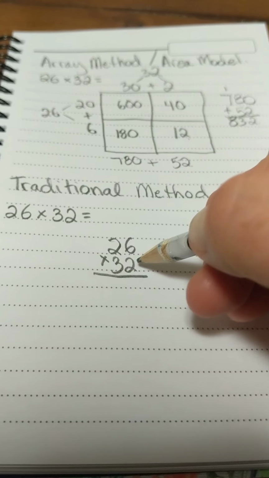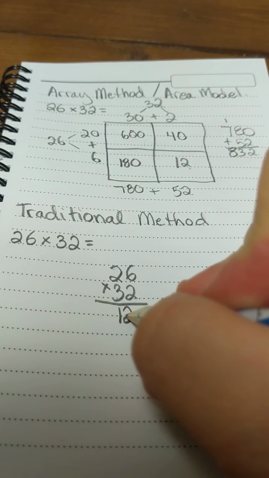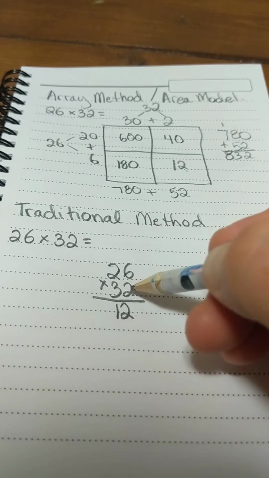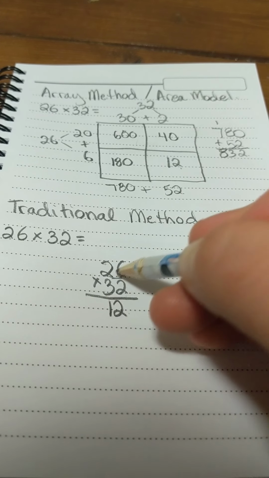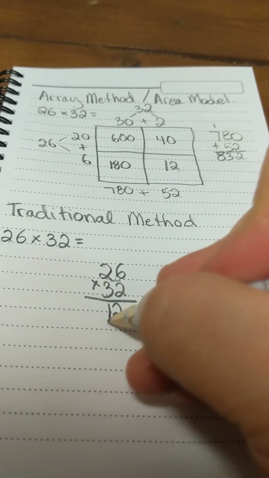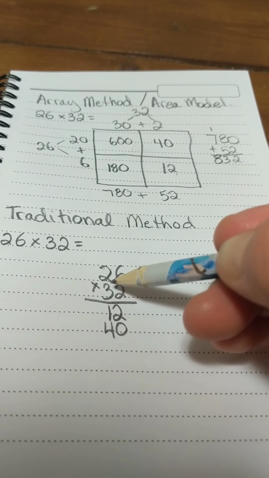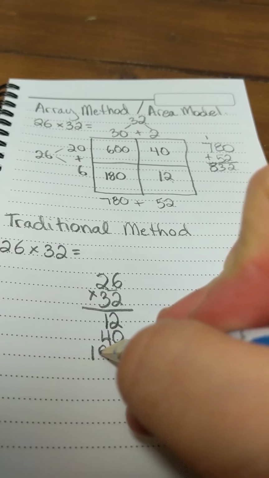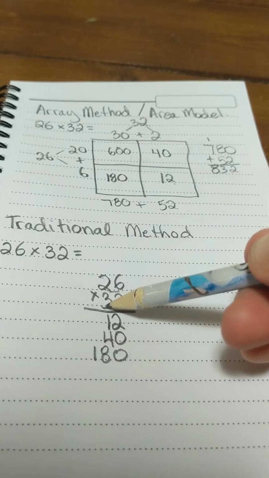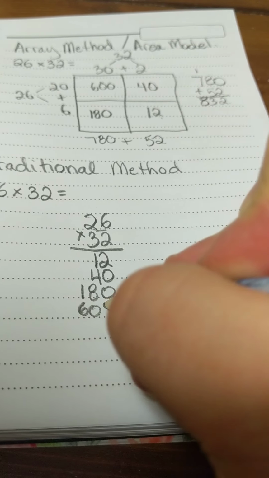So then we're going to multiply the 2 times the 6, which is a 12, and we're going to list that there. And then we're going to multiply the 2 times the 20. Remember, this is a 20, not just a 2, so a 2 times a 20. We're going to get 40. And then we're going to multiply the 30 by the 6, which is 180. And then we're going to multiply the 30 times the 20, which is 600.